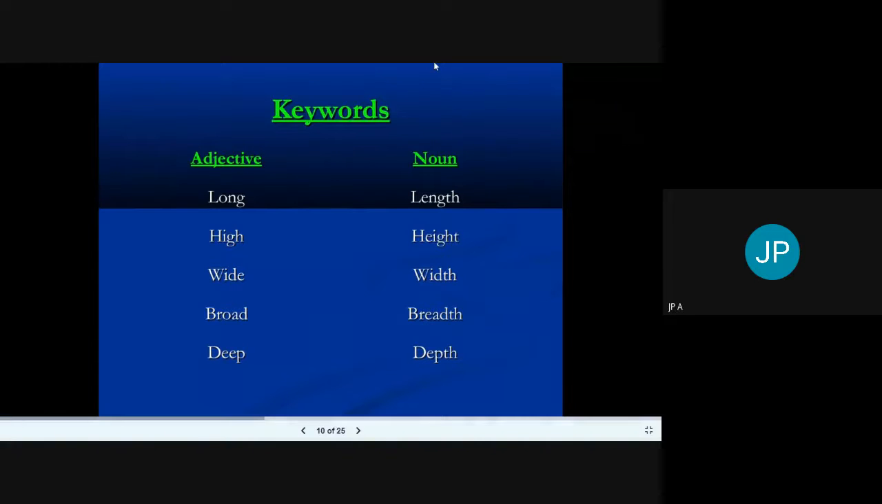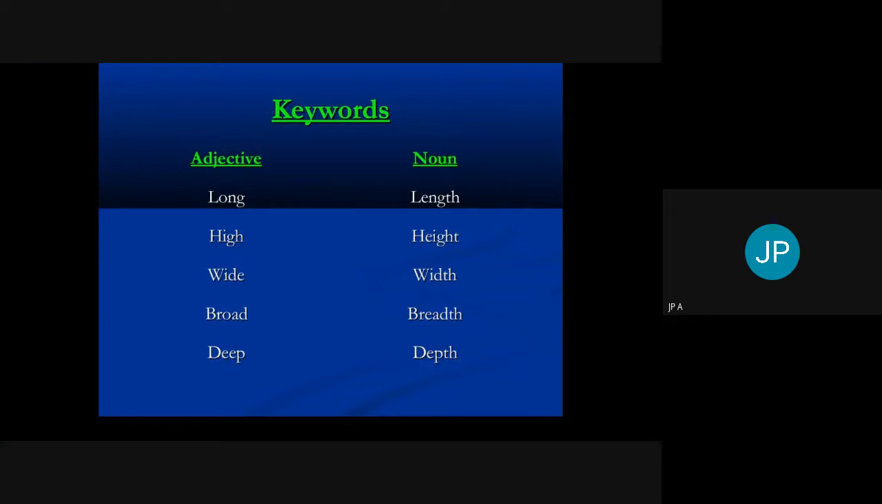What are the adjectives that we can use? We can say that the leaf of the fan is 120 centimeters long. So that is, I am giving the measurement. The leaf of the fan is 120 centimeters long.